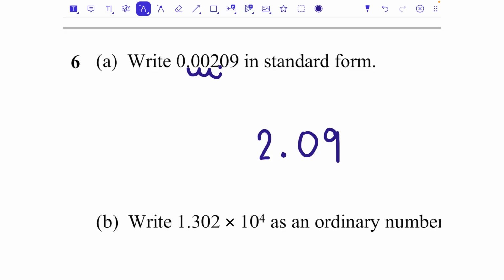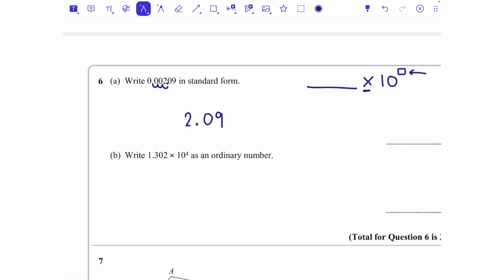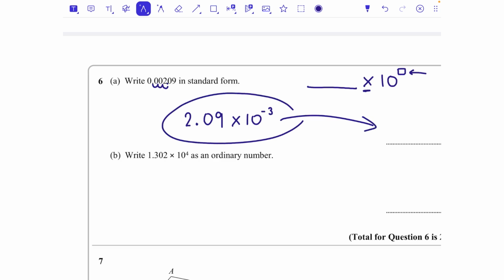So there we go. I've had to divide by 10, divide by 10, divide by 10 for that 2 to go from the ones column into the thousandths column where it is now. So that means because we've divided by 10 3 times, I'm going to write that as 2.09 times 10 to the power of minus 3. And that would be my answer for that one.